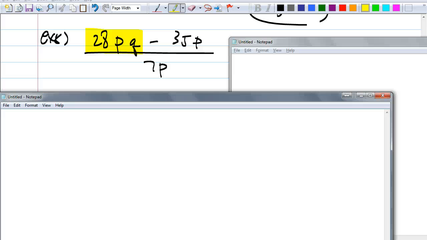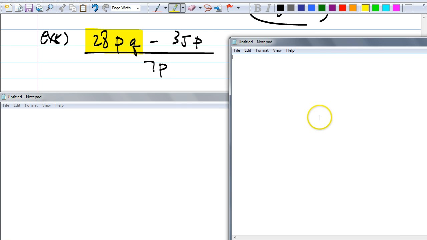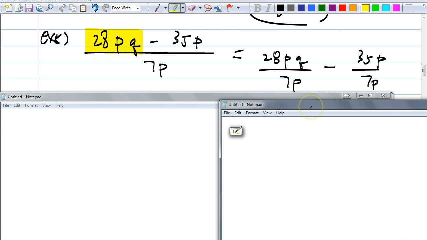Okay, let's start with method 1 first. Who could help me how to do the first method to simplify this? Eddie, can you help me out? For one, I put 28pq over 7p. And for the next one, I put negative 35p over 7p. That's exactly right. Now, can we simplify each of these fractions?